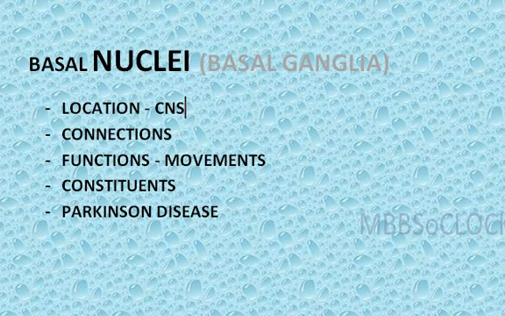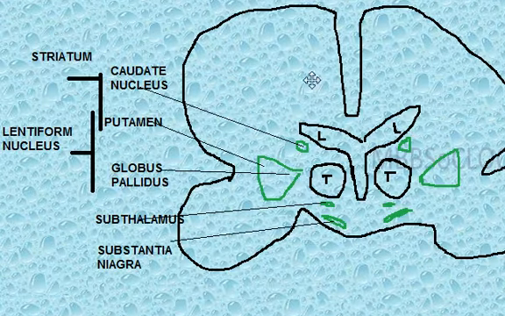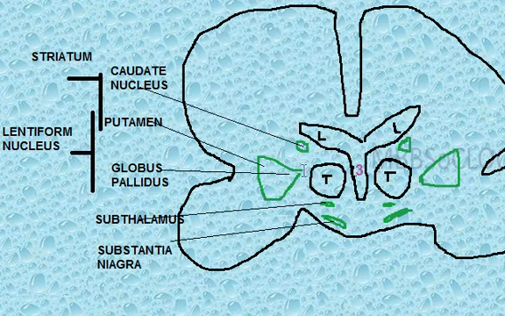Now look at this diagram and you will be able to tell exactly where basal nuclei are. This is the coronal section of the brain. Whatever you see here in green, these are the basal nuclei. Now can you tell me the location of basal nuclei? As you see in this diagram, this is the cortex, so they are subcortical. They are below the cortex. They are subcortical. What else do you see here?